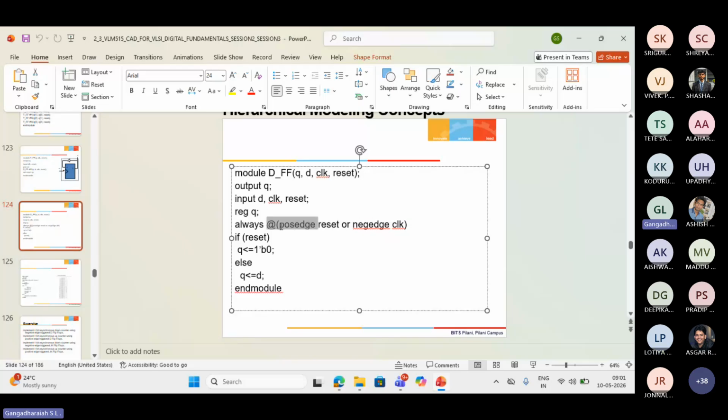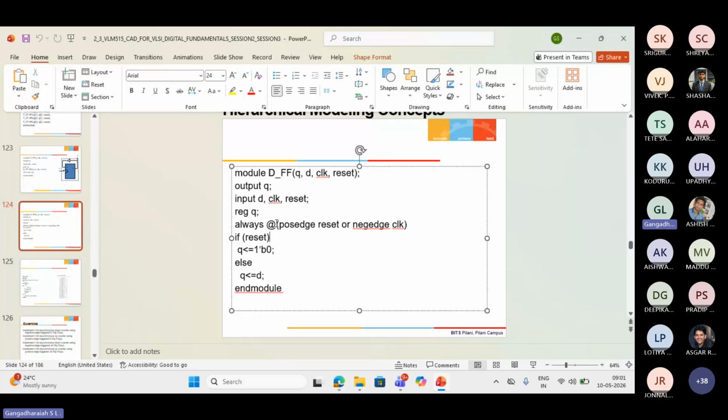This is called a sensitivity list. All this behavior, whatever I have written here, is sensitive to this. Let's say if you have reset 1, immediately it will give my Q0. If you have negative edge of the clock, then only these things will happen. Only your data transfer happens during negative edge. If you really want that kind of behavior from a sequential circuit, you need to write this negedge clock.